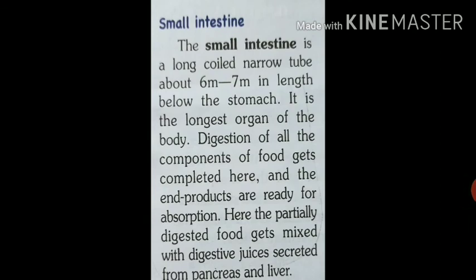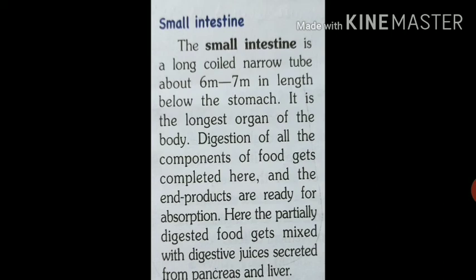After digestion in the stomach, the semi-digested food called the chyme passes into the small intestine. Further digestion of food takes place in the small intestine where the secretions of the liver and pancreas are released. So small intestine is a long coiled narrow tube about 6 to 7 meters in length, present below the stomach. It is the longest organ of the body and digestion of all the components of food gets completed here and the end products are ready for absorption.